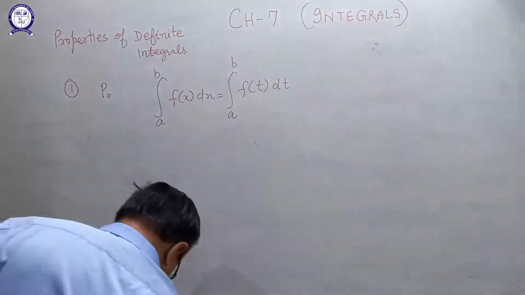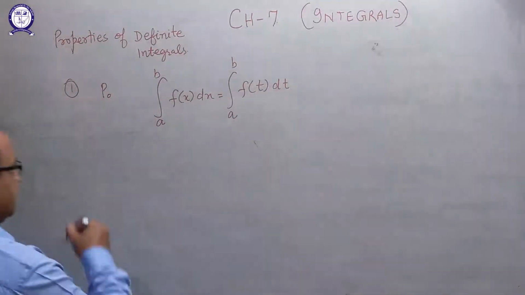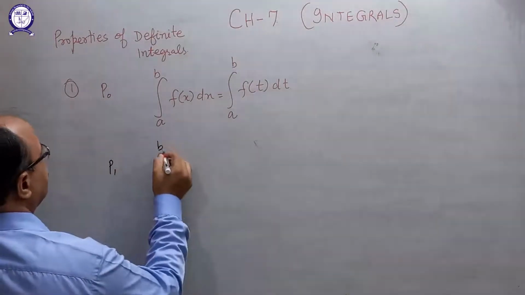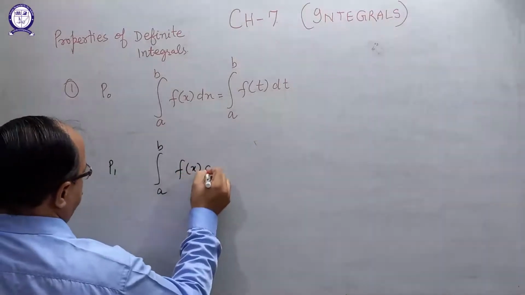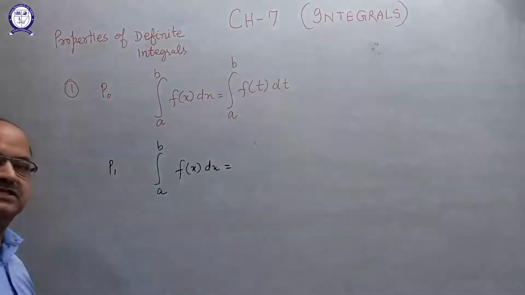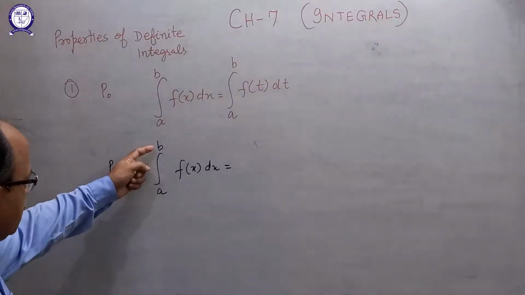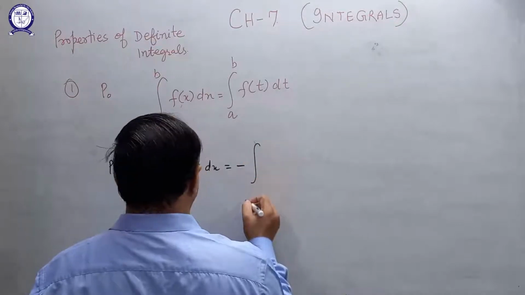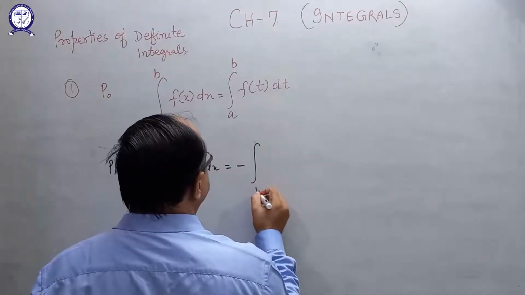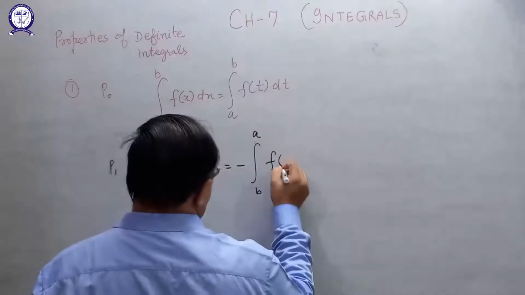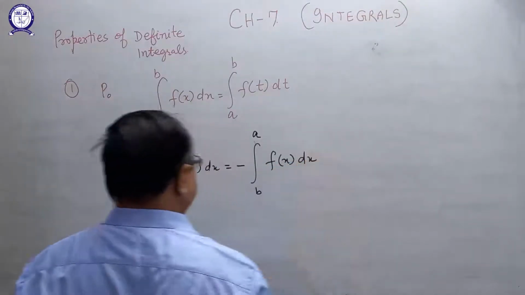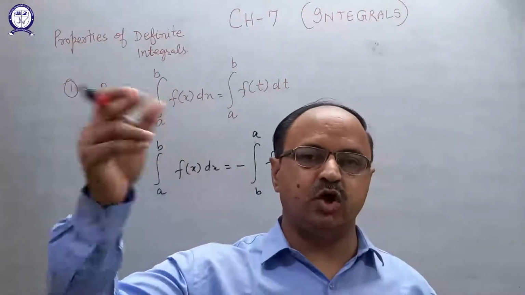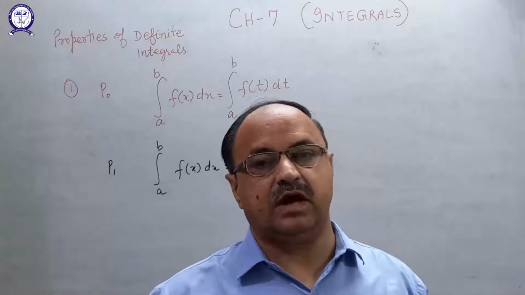And the second property, that is property number P1: integration a to b f of x dx. You can change the limits, upper limit and lower limit, just put a minus sign before the integration. In this property, when you change the limit upper to lower and lower to upper, then the minus sign will come. Okay.